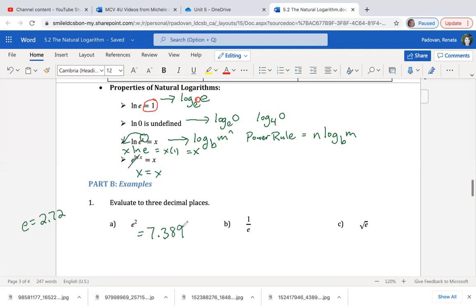So make sure that you have that so you know how to use your calculator. And then if I have 1 divided by e, again, roughly 2.72, but we're going to use the actual e, we should have 0.368. And again, you have to play around with how to do the square root of e. Is it square root and then e, or e and then square root? But you should have a value of 1.649. Okay, and then there's a few more below.